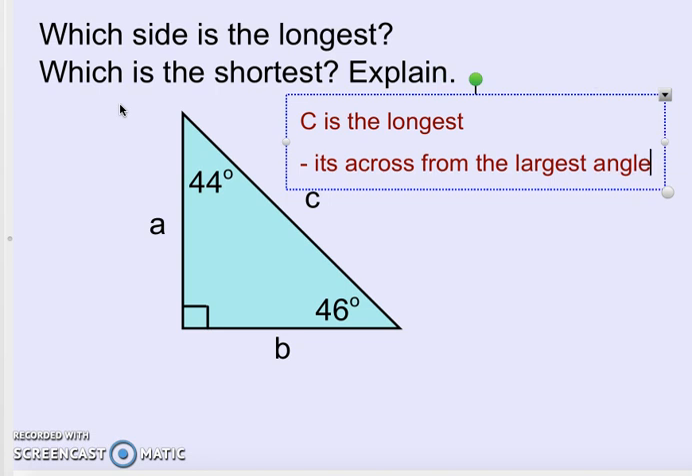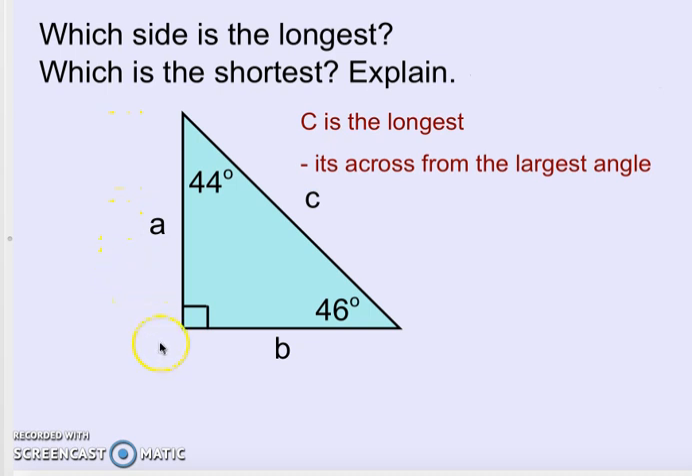Okay. The shortest side length would then be across from the shortest angle, or smallest angle, the 44 degrees. So across from the 44, head out away from that, and I hit B. So it's for that reason that B is the shortest side.